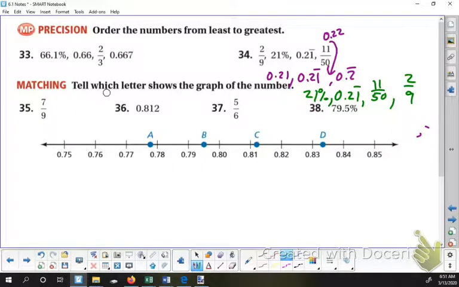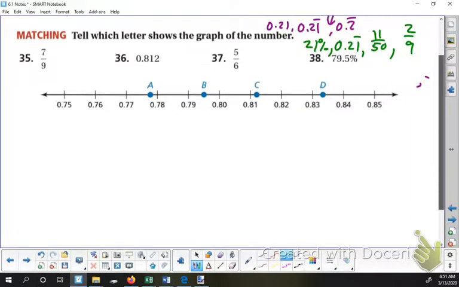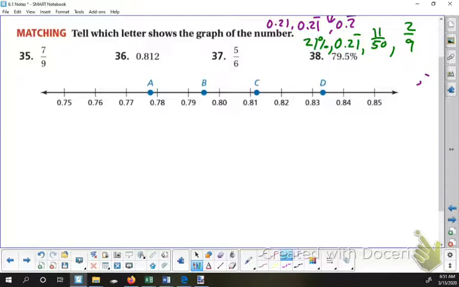Okay, tell which letter is shown on the number line. All right, so the decimal should be easy enough. Number 38, I'm thinking that should be easy enough because you move the decimal point over twice. So let's do 5/6. That's the one that I'm going to do. Oh, wait, those are in the back of the book. All right, 5/6. So 5 divided by 6, I know I'm going to get something that repeats, 0, decimal point.